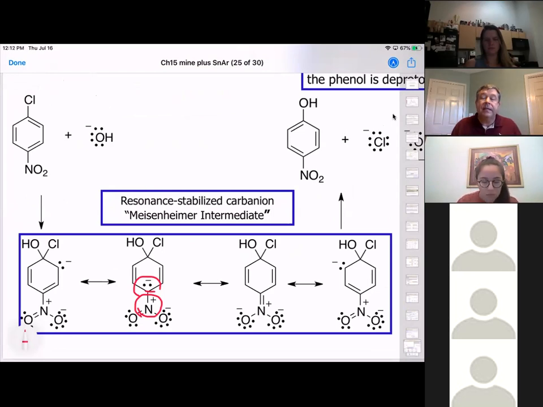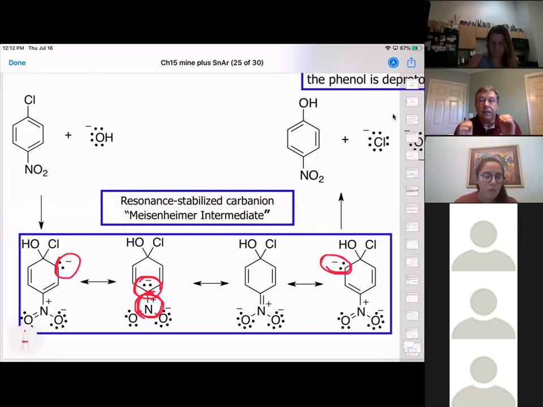intermediate here, this is enhanced if the electron withdrawing group is ortho or para to the substitution site, okay? But it does not enhance substitution at the meta site. It only enhances ortho and para because, again, you want that anion to move around the ring and be next to that electron withdrawing group. So if the electron withdrawing group was in this position or this position, either of those ortho positions, it would stabilize that charge, okay?